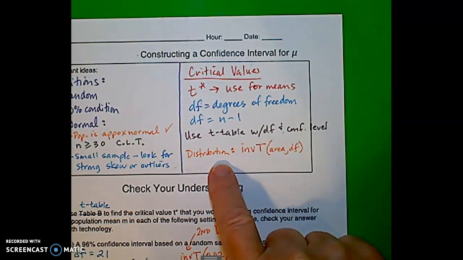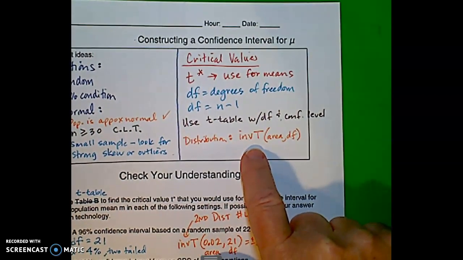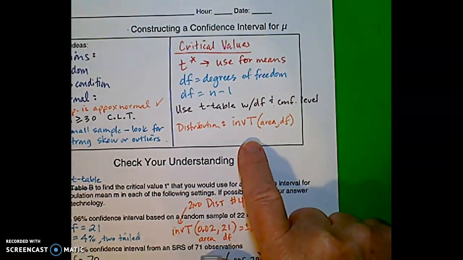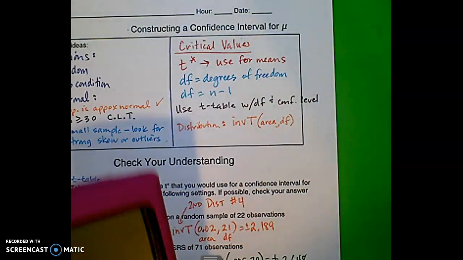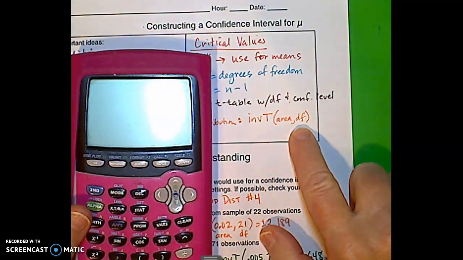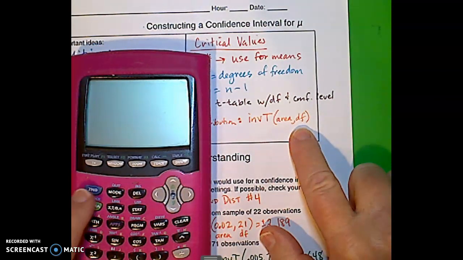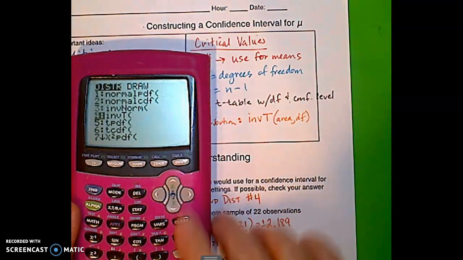Now, all of this can be done with your calculator as well. Another way to get the T critical values is to use inverse T. It works the same way as inverse norm did. You put in the area of your tail, but the new requirement is you have to put in degrees of freedom. So if you go to second distribution, inverse T is number 4.